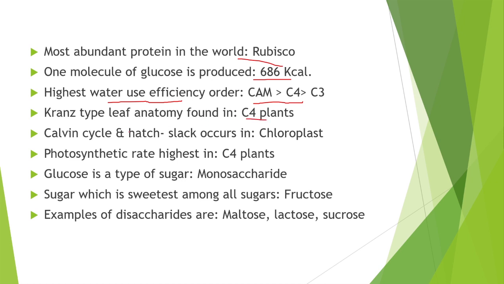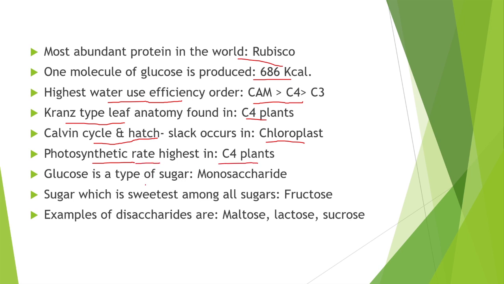Next point is the Kranz type leaf anatomy is found in C4 plants. This Kranz anatomy is a specialized feature in C4 plants where the mesophyll cells are clustered around the bundle sheath cells. Next point is the Calvin cycle and Hatch-Slack cycle occurs in chloroplast of the cell. This Calvin cycle is also known as C3 cycle because in this cycle the first stable product is 3-phosphoglyceric acid which is a 3-carbon compound. Next point, the photosynthetic rate is highest in C4 plants.